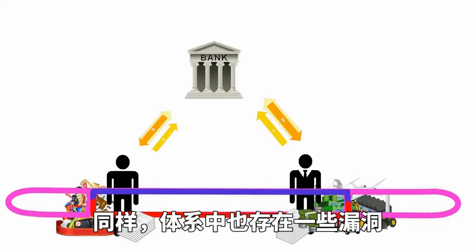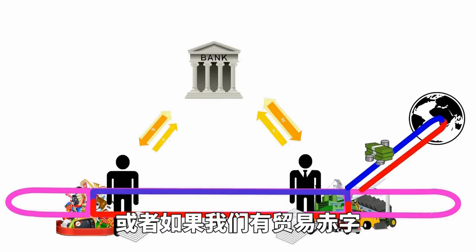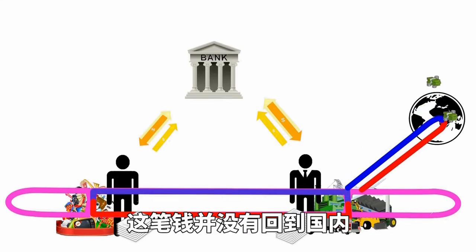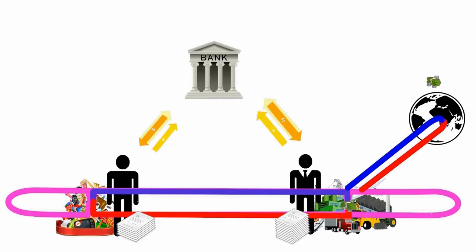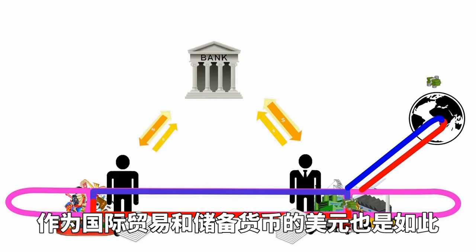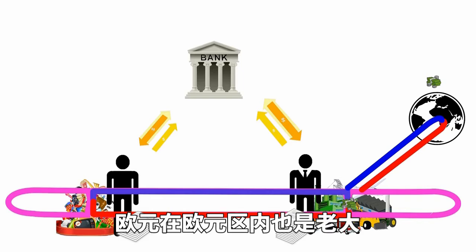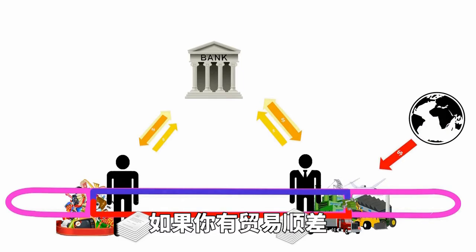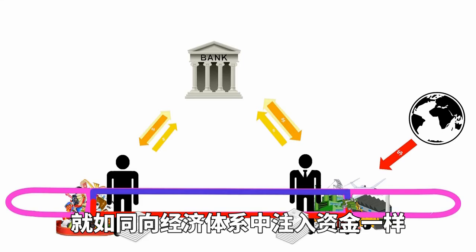There are also some leaks in the system. If the people lose some money, some cash, or if we have a trade deficit and the money is not returning back to the country, but keeps circulating outside the country. It is true for the US dollar, which is used for international trade and as a reserve currency, but also the euro, which can circulate within the eurozone. And on the opposite, if we have a positive trade balance, the money that is circulating outside the country can return back as an injection of money in the economy.